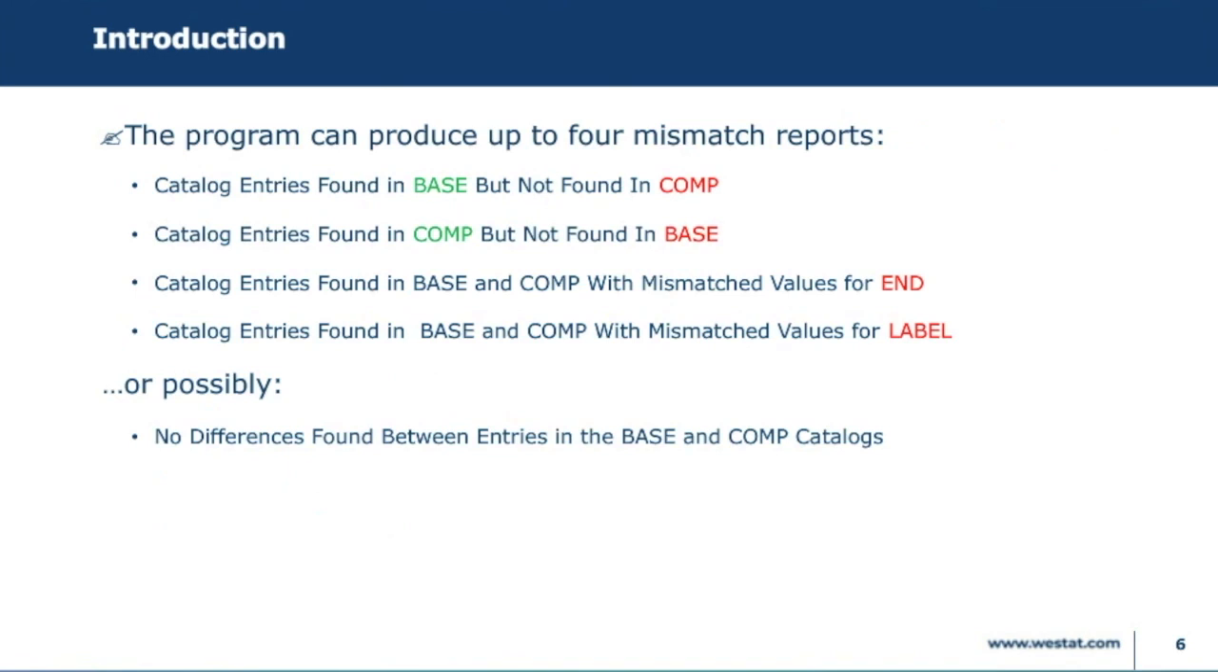The program can produce up to 4 mismatch reports: catalog entries that are found in the base but are not found in comp, catalog entries found in comp but are not found in base, catalog entries that are found in base and comp with mismatch values for end, and finally, catalog entries found in base and comp with mismatched values for label. And then the greatest of all possibilities, and hopefully this is where we end up, it could possibly produce a report with no differences found between entries in the base and comp catalog.